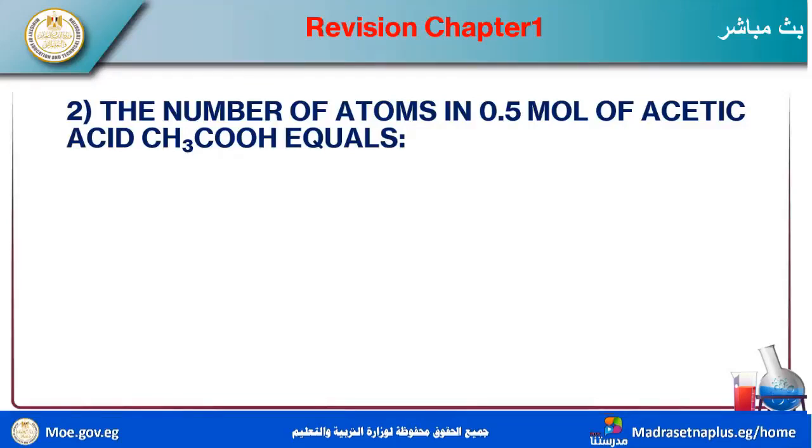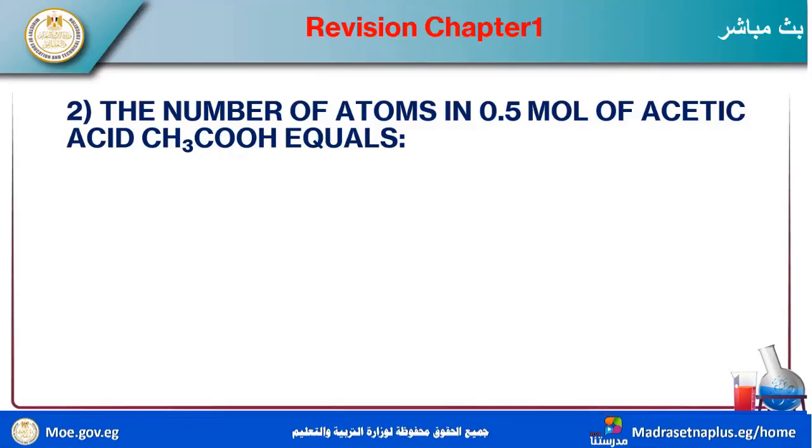Okay, next question. The number of atoms in 0.5 moles of acetic acid CH3COOH equals what? Now you must count the numbers of moles of the components of acetic acid. You must solve this problem by the essay way, not by choosing the correct answer, and write the correct answer, then you can choose the correct option.